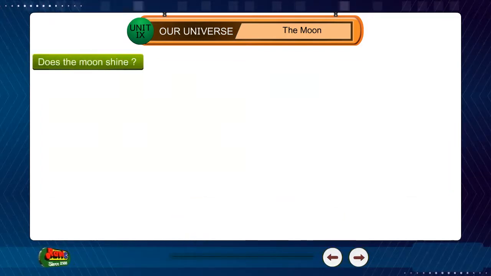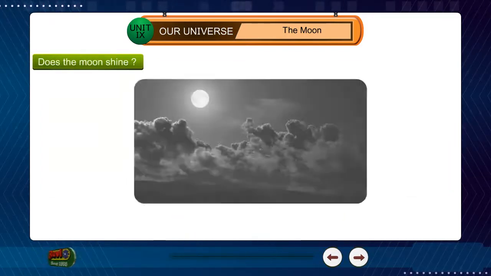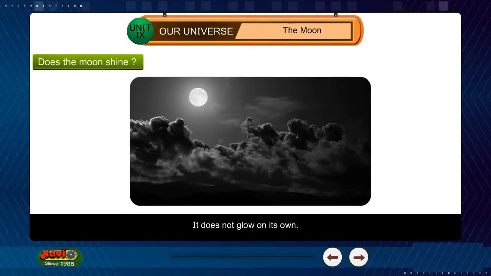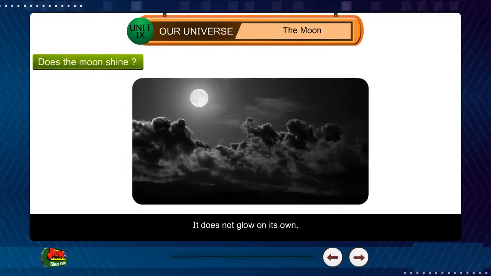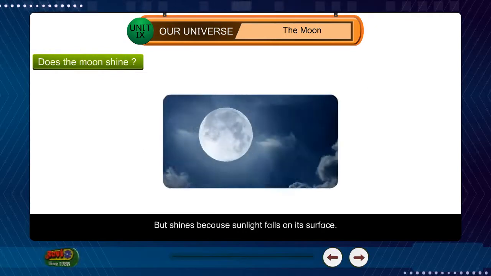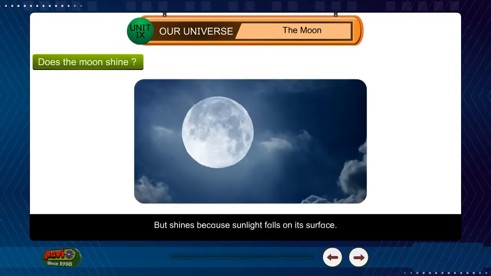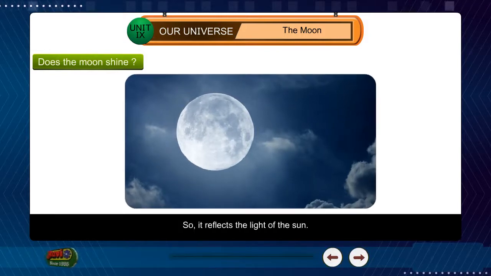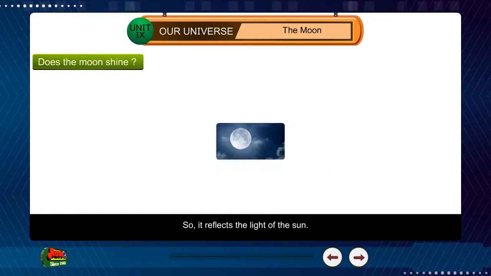Does the Moon shine? The full moon is the second brightest heavenly body which shines in the sky at night. It does not glow on its own, but shines because sunlight falls on its surface. So, it reflects the light of the sun.